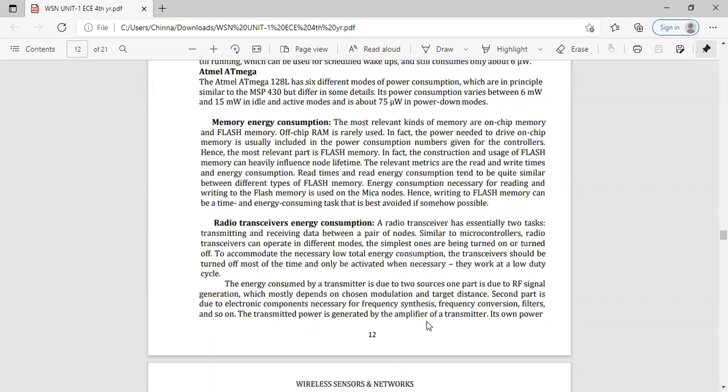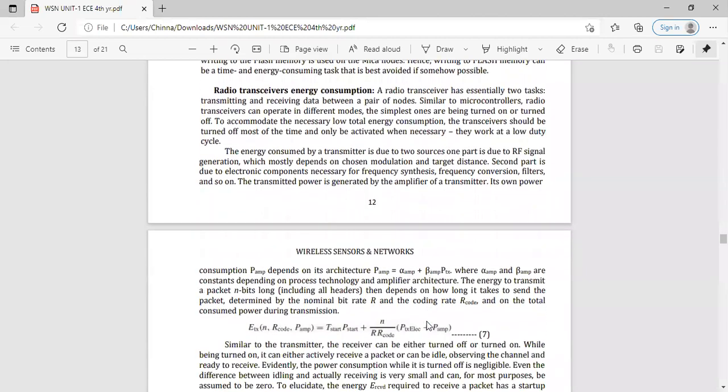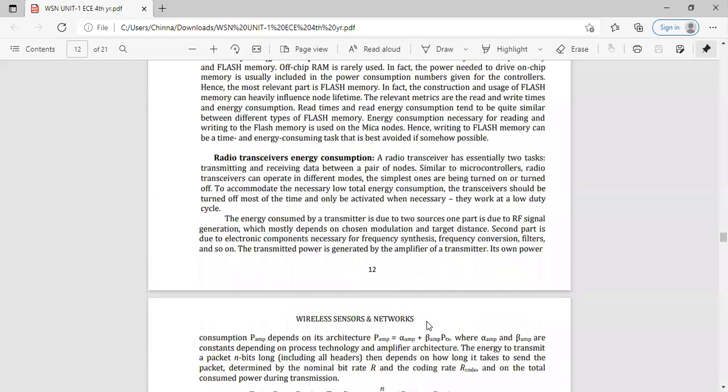And coming to communication, radio transceiver energy consumption. A radio transceiver has essentially two tasks: transmitting and receiving data between a pair of nodes, similar to the microcontrollers. A radio transceiver can operate in different modes. The simplest one is to turn it on or turn it off.